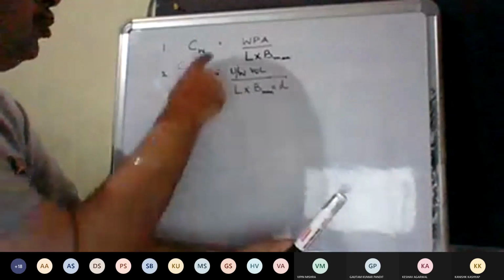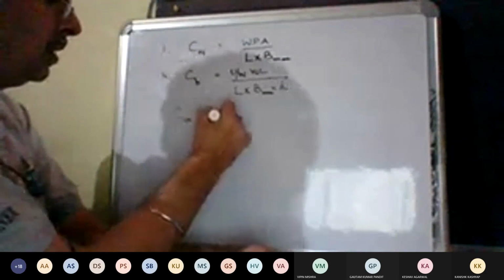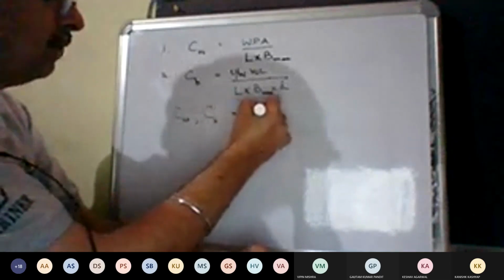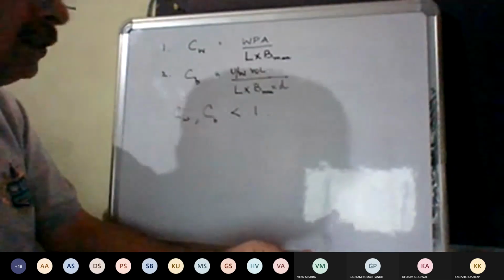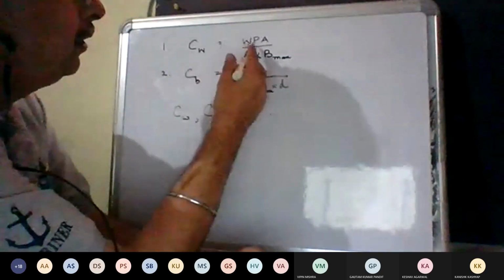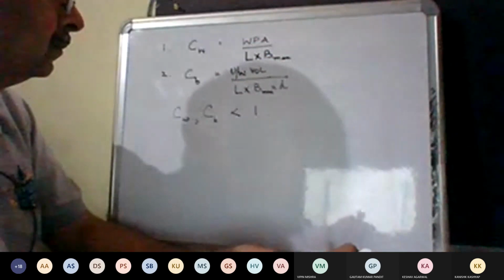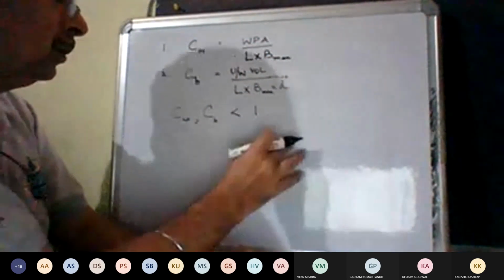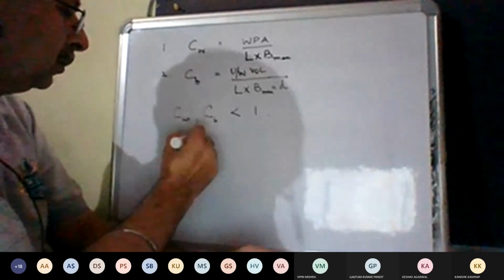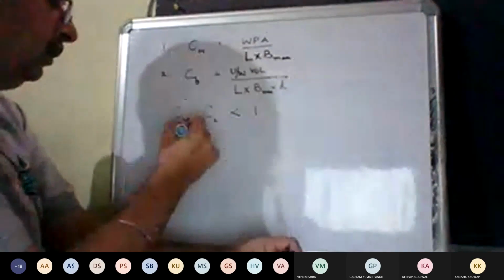You will notice both CW and CB are going to be less than 1 always. That means the numerator will be less than the denominator in both the cases. Some popular CB values.